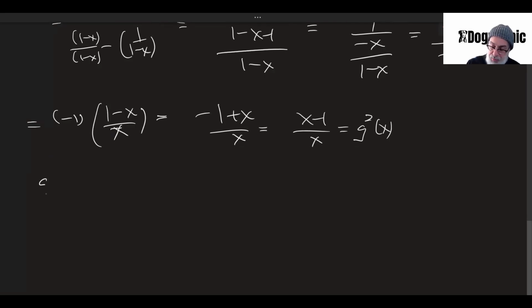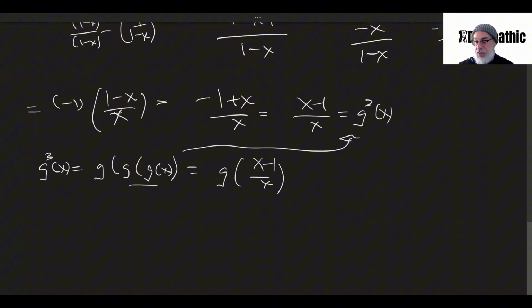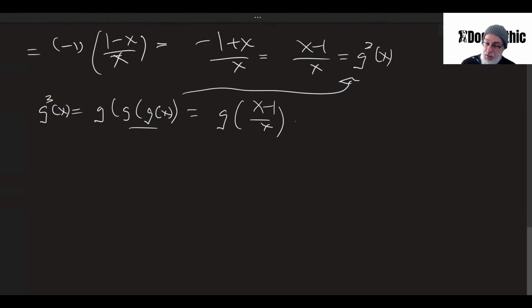So what's g cubed then? Well, that's g composed with g composed with g of x. Now we know what g composed with g is. We just found that. So this is really g composed of (x minus 1) over x. This is what we found up here. So we just need to plug that in and see where we land. It's going to look ugly, but if you write it literally, you get 1 over 1 minus (x minus 1 over x).